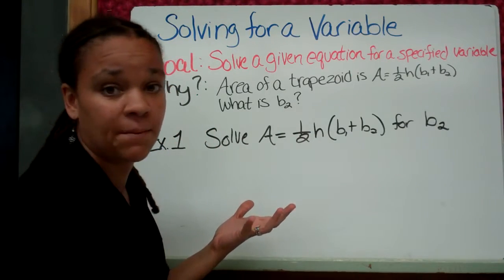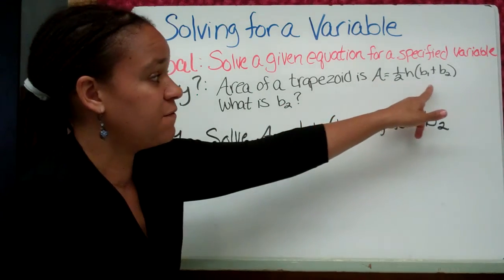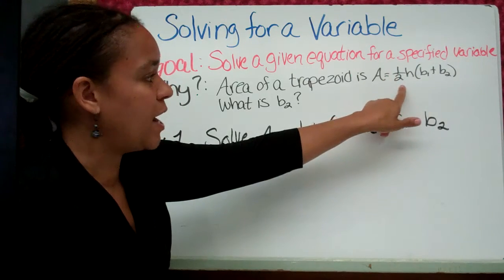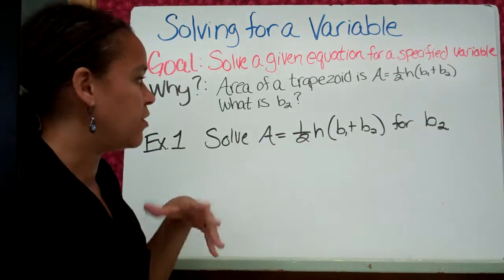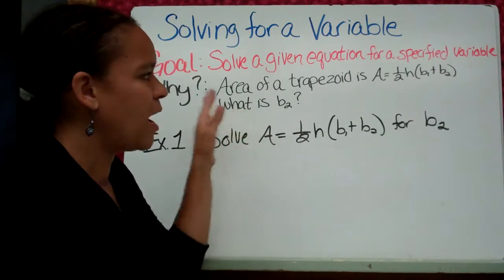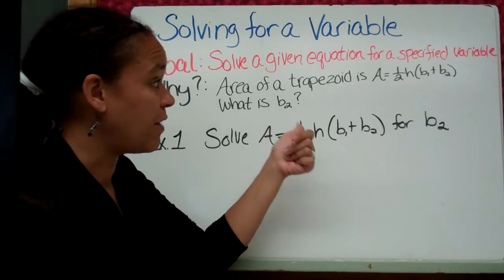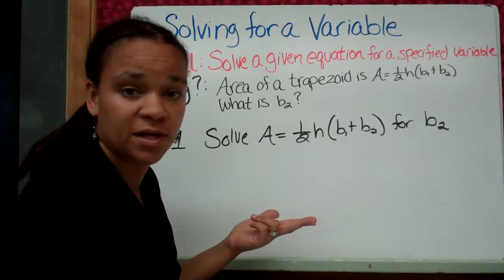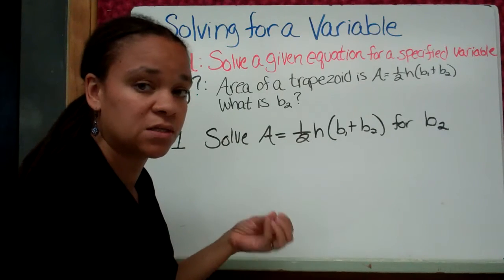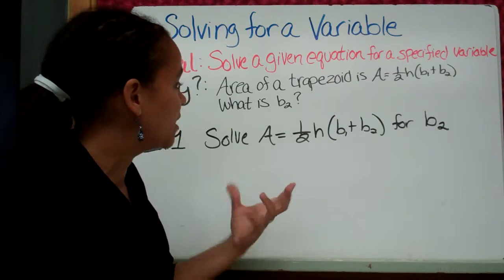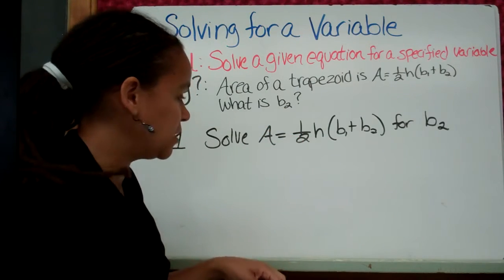Well, let's say, for example, you had the area of a trapezoid. Here's the formula for it: area is 1/2 height times base 1 plus base 2. That's great, you have all that information. But what if you had everything else except you didn't know what base 2 was? So you had the area, you had the height, you knew the length of base 1, but you didn't know base 2. Well, here's an example of why we'd want to solve for a specific variable. So let's solve for B2 so that we can find out what base 2 is.